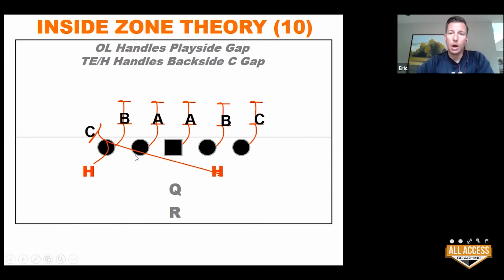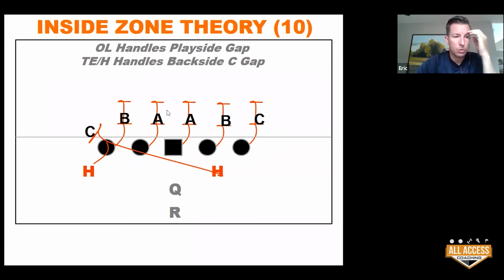And so on 10 and 11, our tight end or H-back, whatever, that 11 first player knows that he's going to handle backside C gap. So it doesn't matter where he's lined up, basically, he's going to get back to that backside C gap. So if we're offset on the front side, we can slice backside. If we're already on the backside, we got to work a scoop technique.